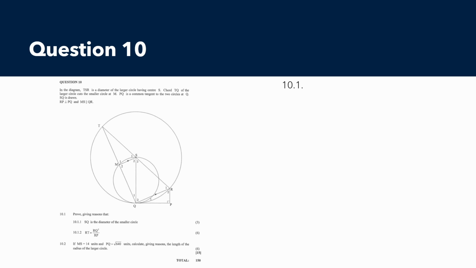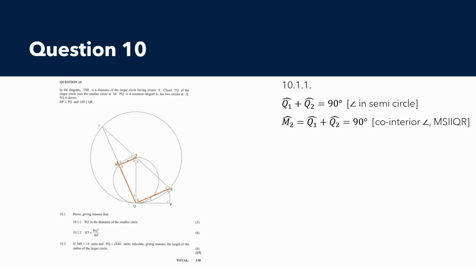Let's get to it. Angle Q1 plus angle Q2 add up to give me 90 degrees. Reasons: angles in the semicircle. Angle M2 is equals to angle Q1 plus angle Q2, which are both equals to 90 degrees. Reason: co-interior angles. MS is parallel to QR, and hence SQ is a diameter. Reason: converse of angles in semicircle, or angle in semicircle is equals to 90 degrees.